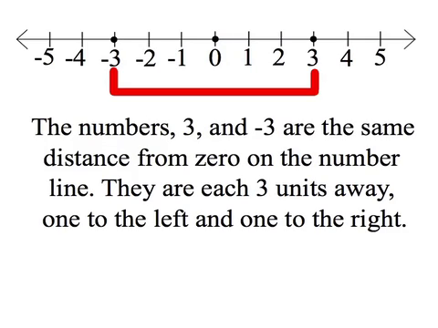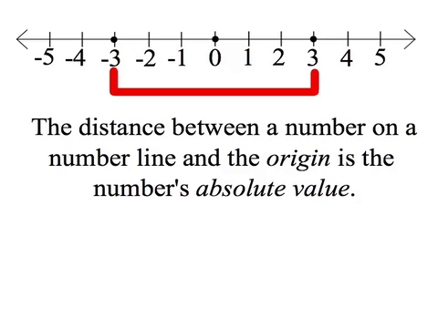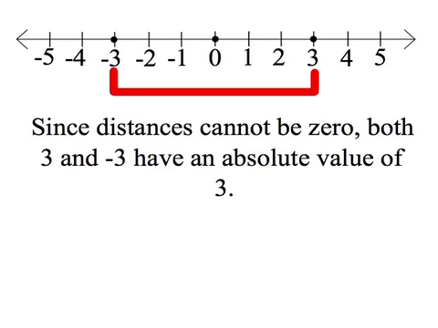The numbers 3 and -3 are the same distance from 0 on the number line. They are each 3 units away, one to the left and one to the right. The distance between a number on a number line and the origin is the number's absolute value. Since distances cannot be negative, both 3 and -3 have an absolute value of 3.